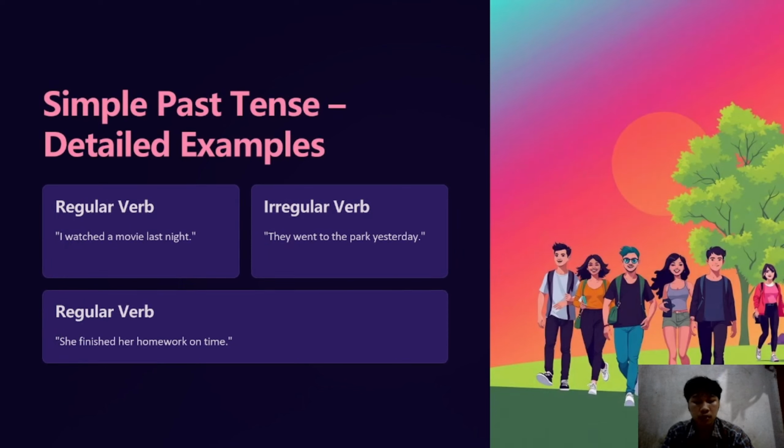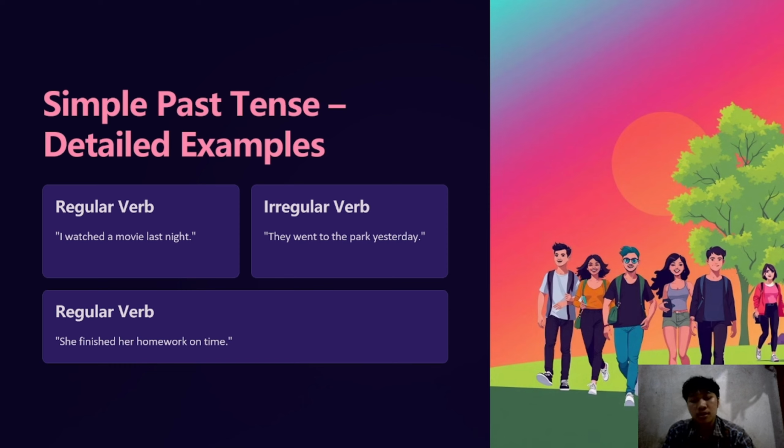Let's go through a few examples that showcase the simple past tense. First, I watched a movie last night. Here, watched is the past form of watch, showing that this action happened and ended in the past. It's a simple way to tell others about something we did recently.